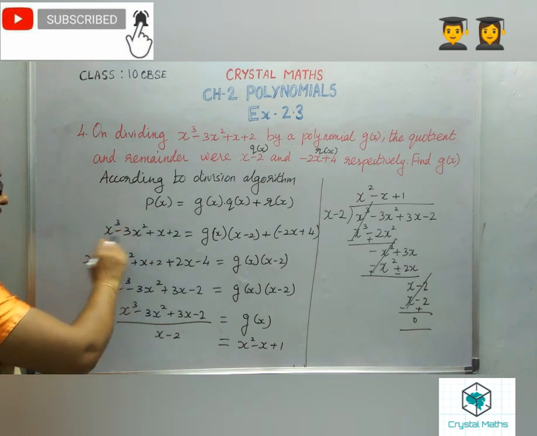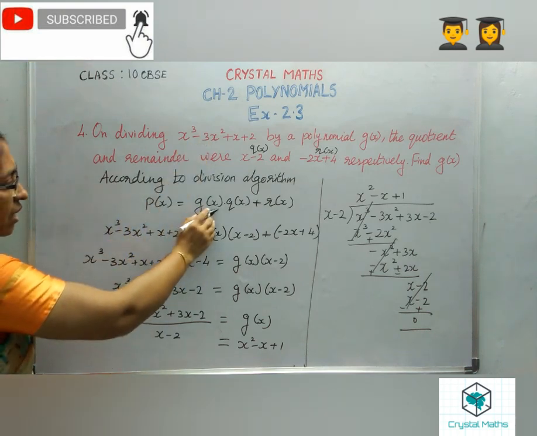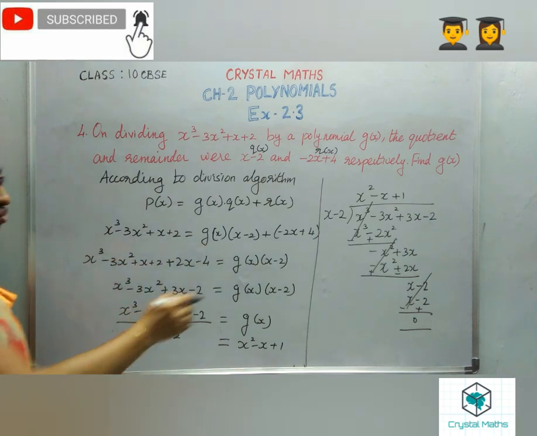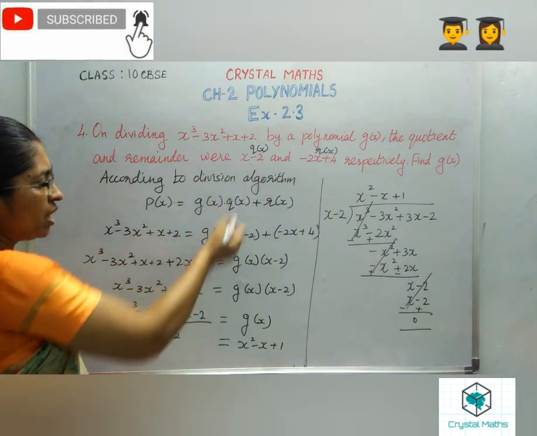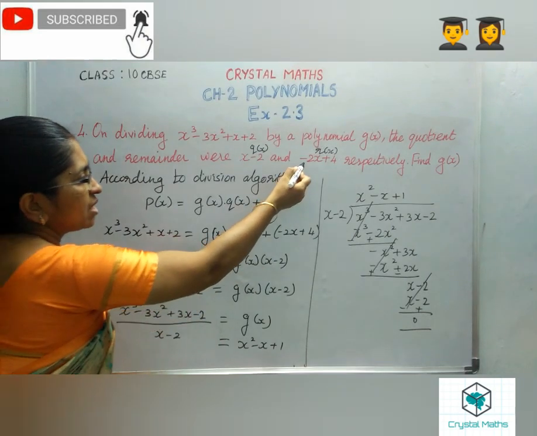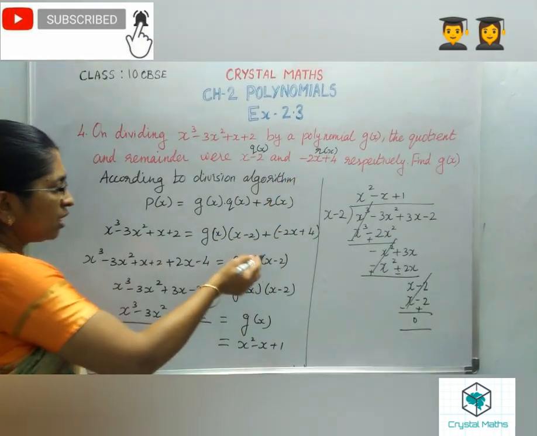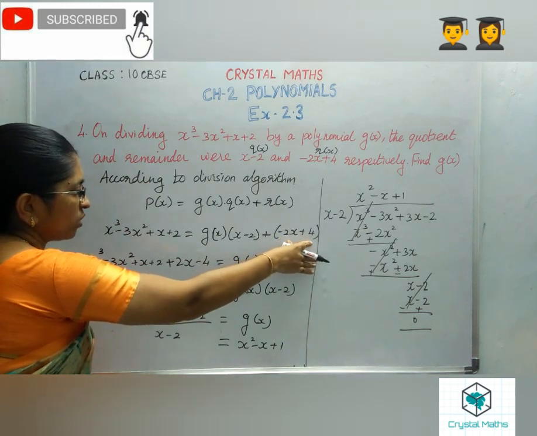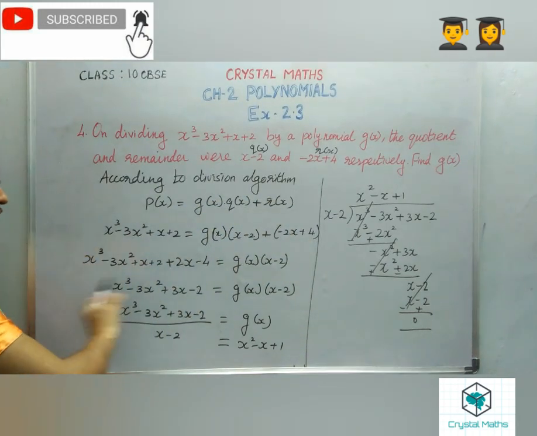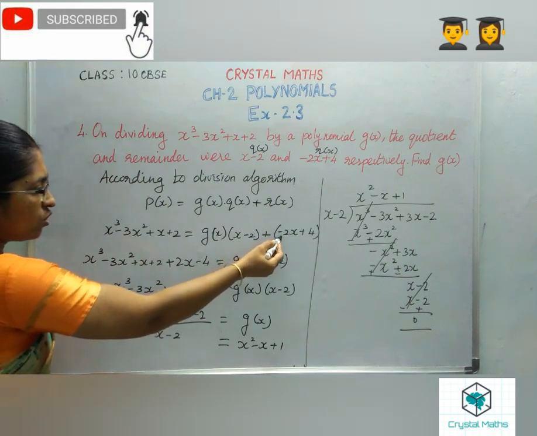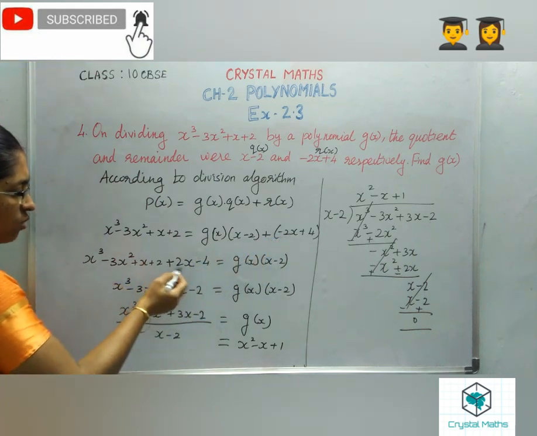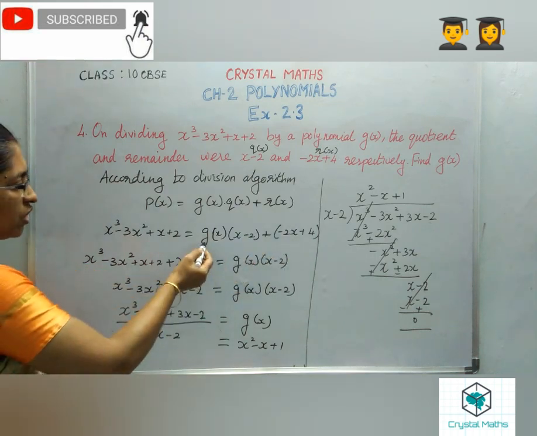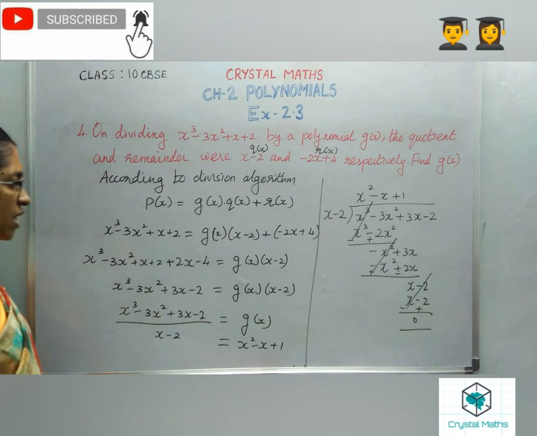Let us substitute the given values what is given in question. So, p of x we substituted the value as it is. G of x we need to find. So, I mentioned g of x as it is. For q of x, I mentioned x minus 2 and r of x, minus 2x plus 4. Here, we need to bring this one, that is minus 2x plus 4 to this side. If we are bringing here, minus 2x will come this side as plus 2x and plus 4 as minus 4, and this is g of x into x minus 2 as it is.